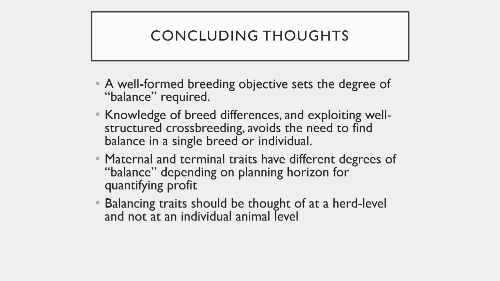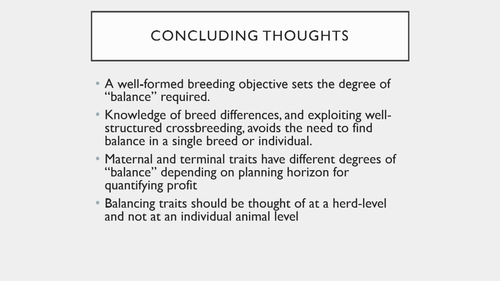Knowledge of breed differences and exploiting well-structured crossbreeding avoids the need to find balance in a single breed or a single individual. People like Bob and I have preached that for years, decades now. The people that came before us preached it, and it feels like it's kind of a failed attempt anymore, right? We don't exploit breeding systems the way our competitors and other proteins do. I understand beef isn't pork, but there's no reason why we couldn't do a better job of pairing individuals than we do today.